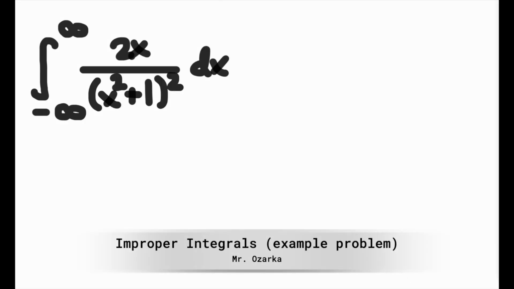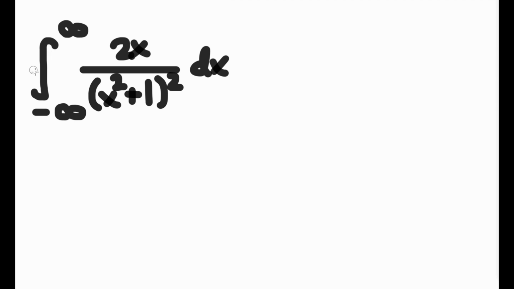It's going to be another worked out example for an improper integral problem. We have the integral from negative infinity to positive infinity for this expression right here. First thing I'm going to do is figure out the antiderivative of it really quick. It's really similar to the last one we did.